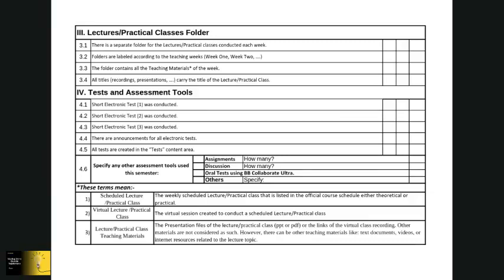Then for tests, you should have a separate tab for tests, with at least 3 tests. According to our plan, we'll have 4 tests, no problem. There will be an announcement for tests, and now it is easy because when you create the test, you can make the system create an automatic announcement, and the test should appear in the tests area. Then there are assignments, discussions, and the other things.